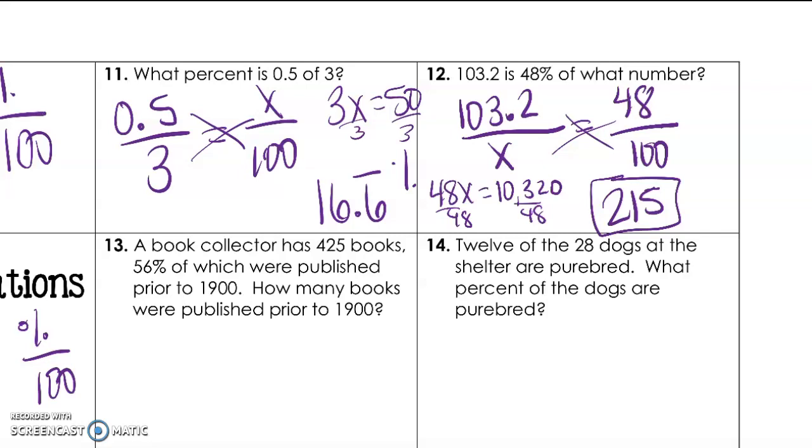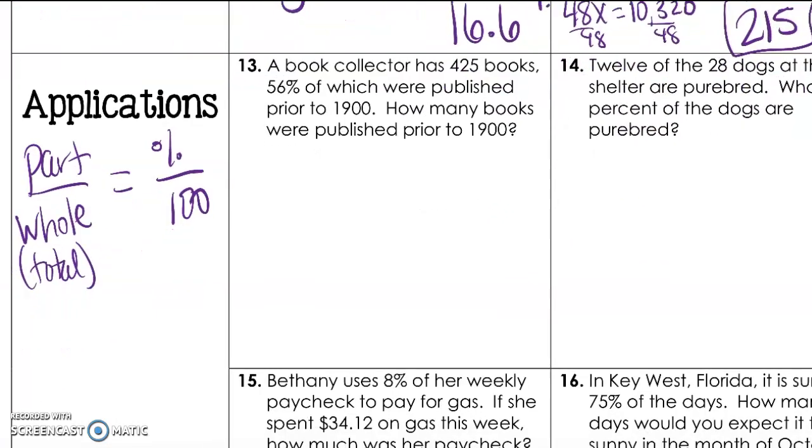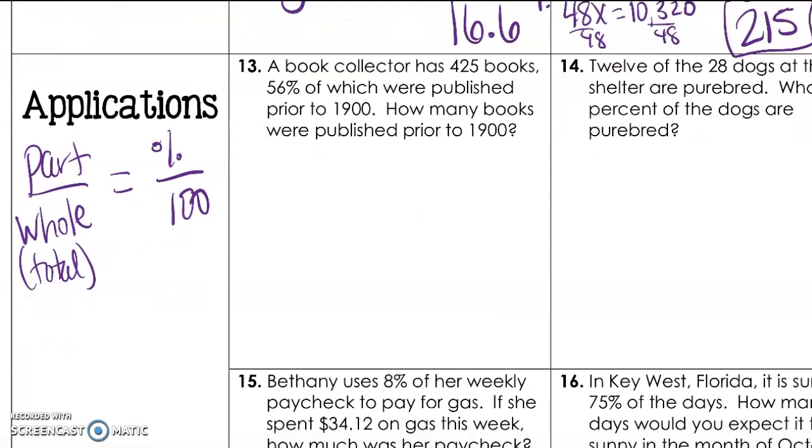Now when we look at the story problems, at the application problems, you're going to ask yourself if you have a part or if you have the whole thing. So for 13, a collector has 425 books, 56% of which were published prior to 1900. Now the of doesn't have anything to do with the is over the of. How many books were published prior to 1900? So we have a percent. Right away, we can put that over 100. So we have those two filled in. The other number is 425.